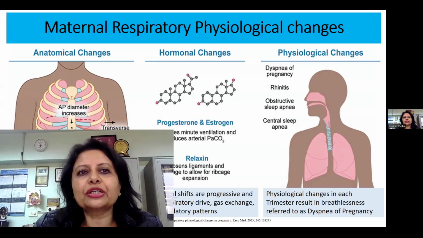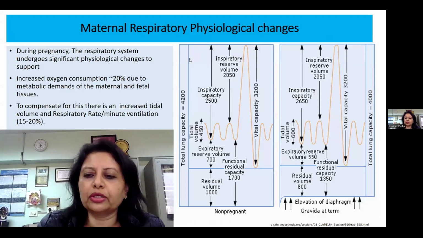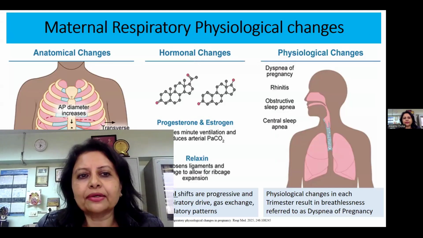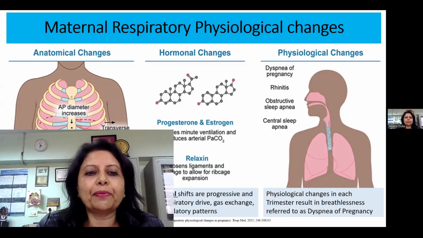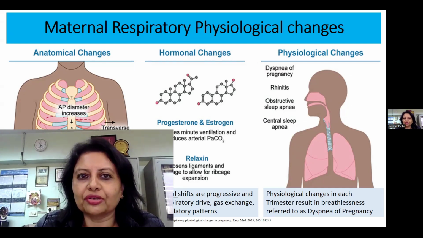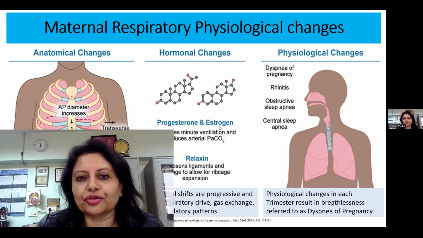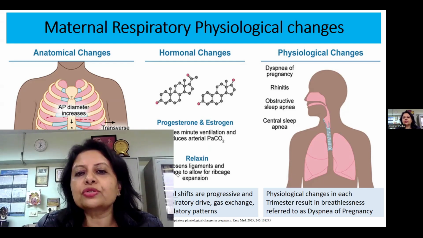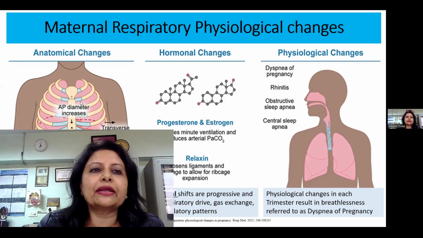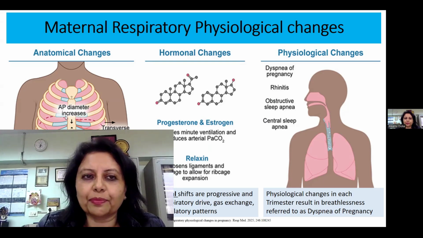So the maternal physiological changes occur as a result of anatomical changes and hormonal changes. Together, the expanding uterus of pregnancy causes an elevation of the diaphragm and progressively impacts the oxygen reserves and gas exchanges. Along with the changes in the hormones, the progesterone and estrogen, and the relaxin, which loosens the ligaments and cartilage and allows for the expansion of the rib cage, there is a gradual increase in the anterior posterior diameter of the rib cage.